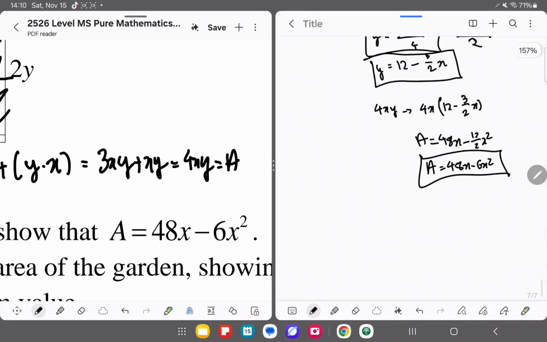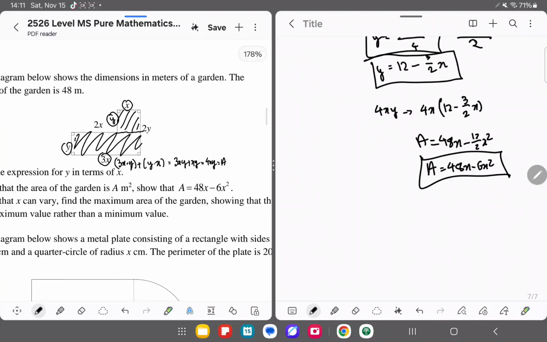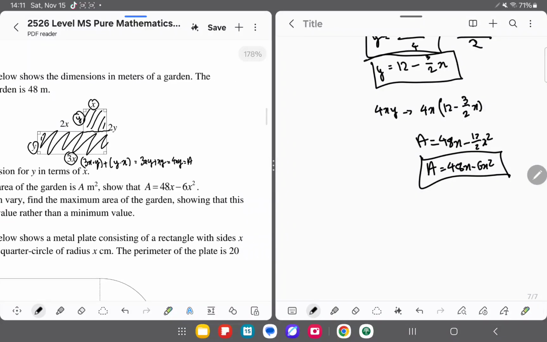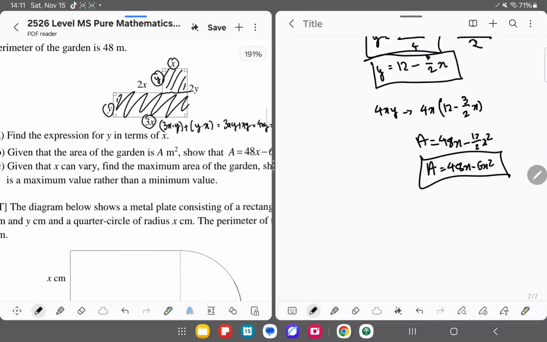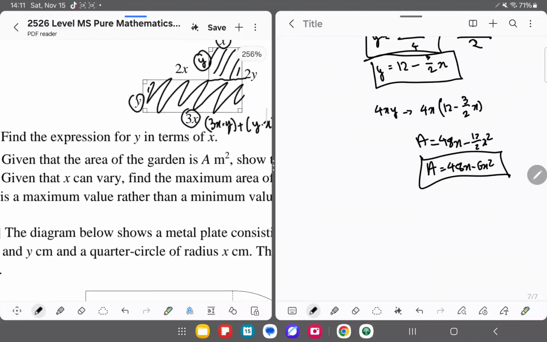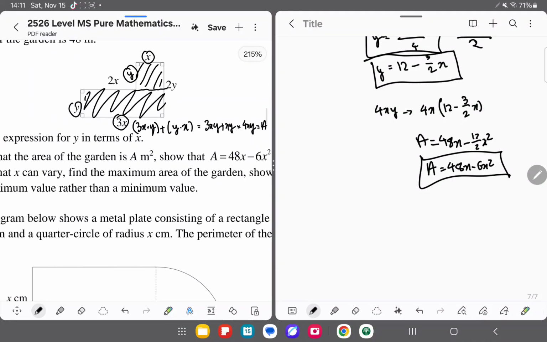Okay. So now we have the area. We prove the area. Given that x can vary, find the maximum area of the garden. Show that this is a maximum value rather than a minimum value. So to show that it is maximum or minimum value, we must find the second derivative, and to find the stationary value, we must derive once.